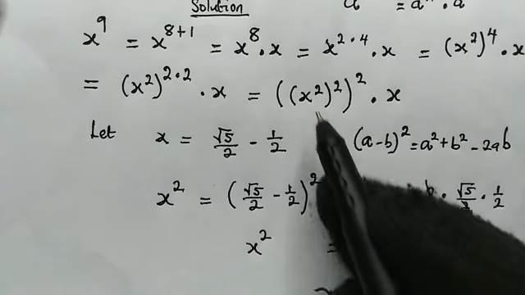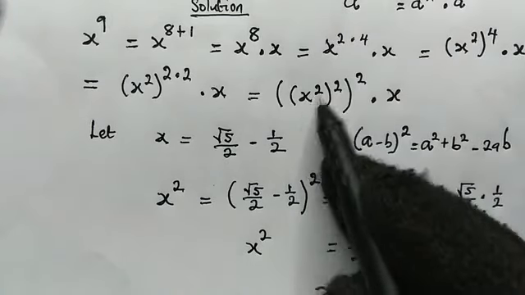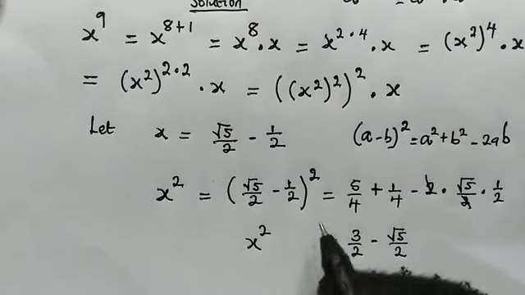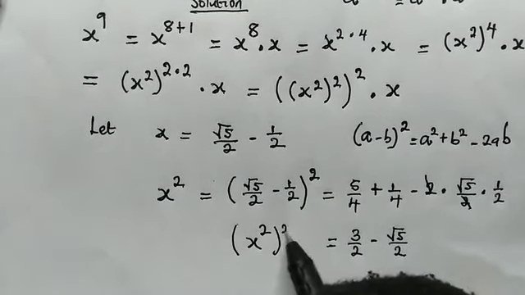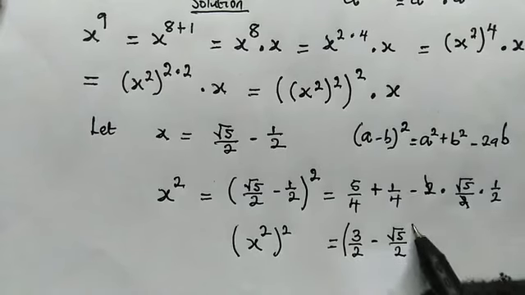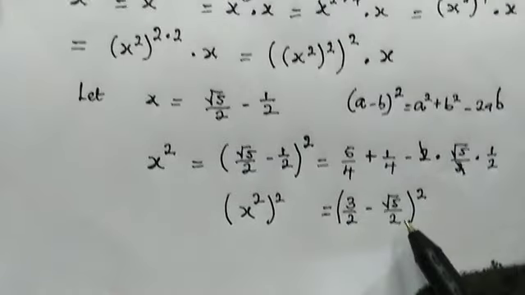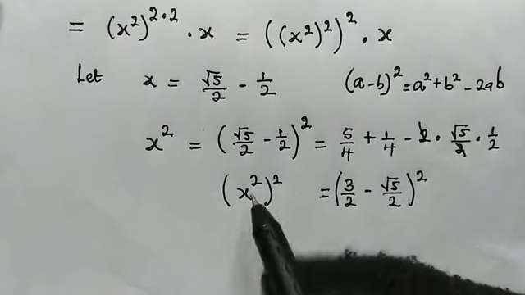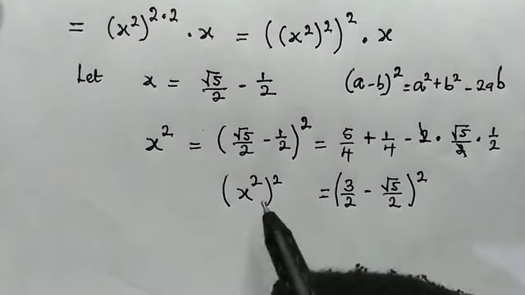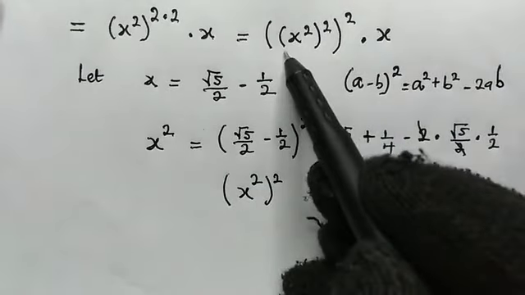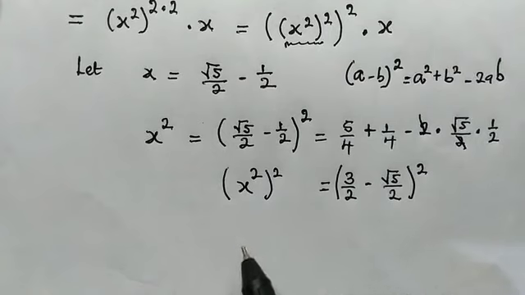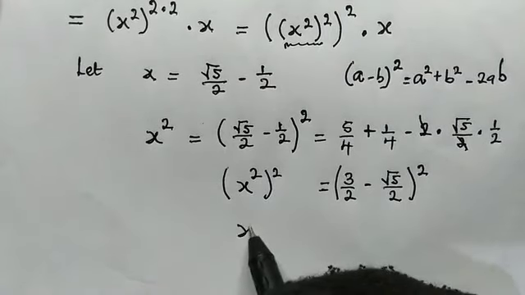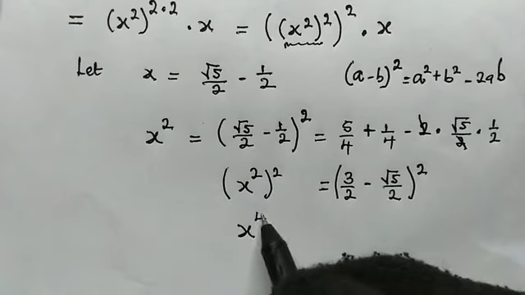Okay, now let's find the square of x squared. Already we have x squared here. We're going to square both sides from here. So remember, x squared squared will be x to the power of 4, and that is what we have right over here. So here this will become x to the power of 2 times 2, which is 4.